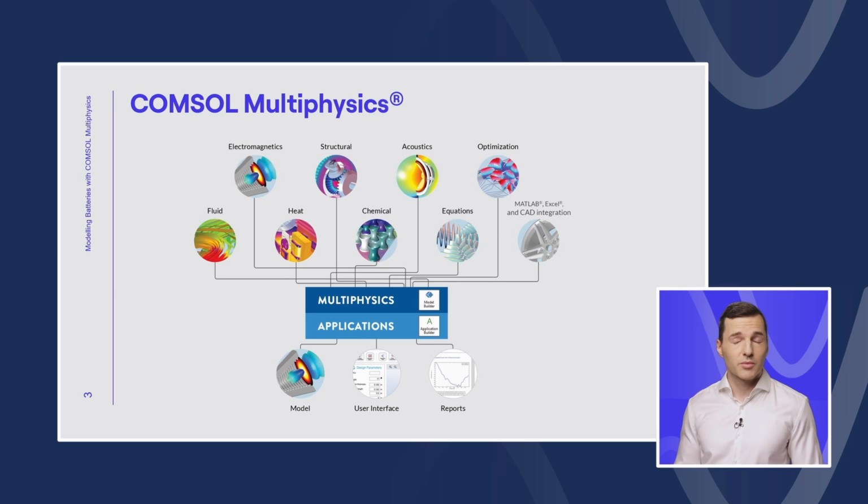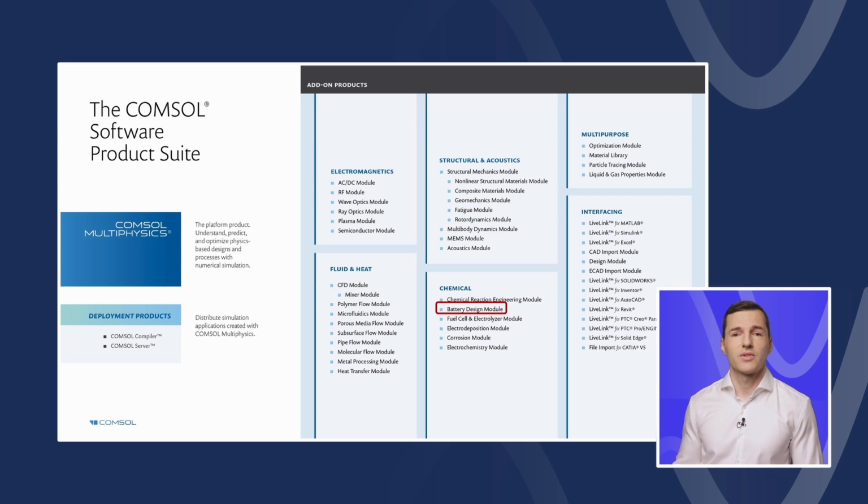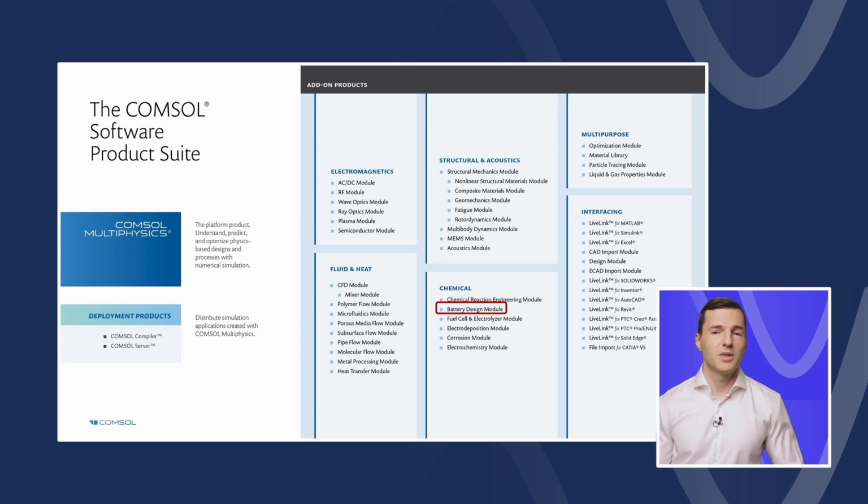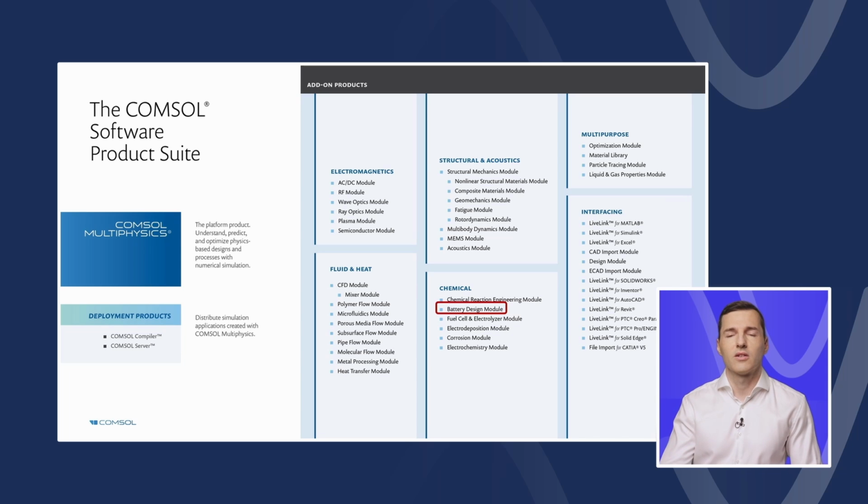So this is the current product suite. All the modules are grouped together into four big physical domains. And what we are looking into is the battery design module and all the features and capabilities of that one. So we will investigate those scenarios here.